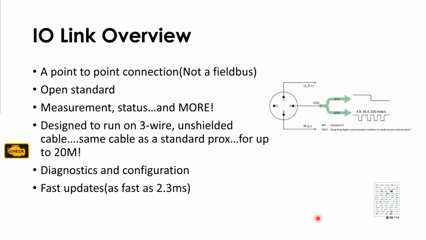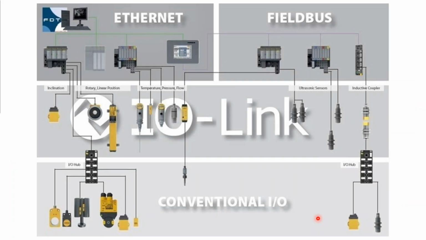You also get to have some diagnostics information that we'll talk about. You can actually use this for configuration, which can be very helpful for some smarter, more intelligent sensors. And then you can get fast updates. You can select the update speed on each port in some cases, but you can get it as fast as 2.3 milliseconds. So what does it look like when you're deploying I/O link?